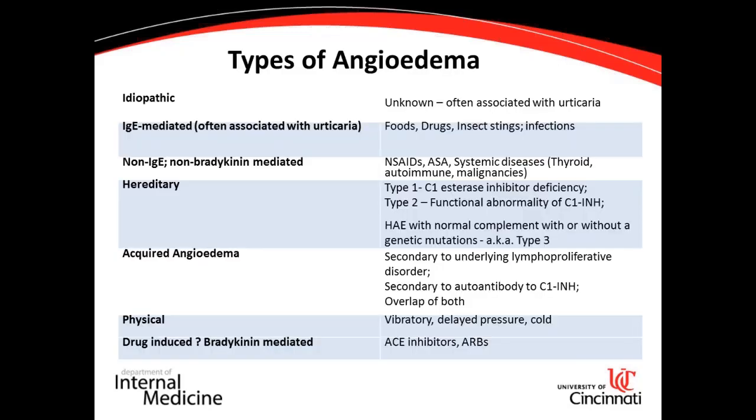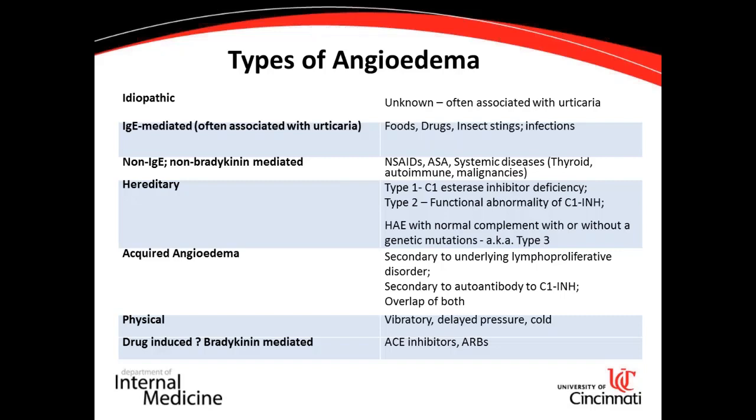When we look at the types of angioedema, idiopathic is probably one of the more common causes because we don't find a cause, and it's often associated with urticaria. However, there are IgE-mediated causes such as foods, drugs, insect stings, and infections, and non-IgE, which we also refer to as non-bradykinin-mediated types of angioedema, which would refer to non-steroidal anti-inflammatory drugs, aspirin, systemic diseases such as thyroid disease, autoimmune diseases, or underlying malignancies.